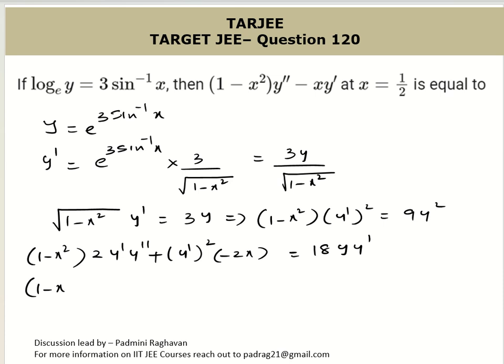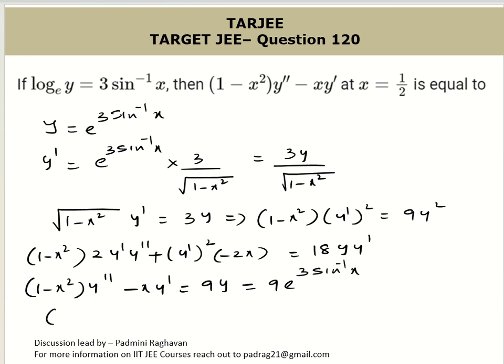So I get 1 minus x square times y double dash minus x times y dashed is equal to 9y. But you can see we want the value of 1 minus x square times y double dash minus xy dash at x equal to half. But that expression is equal to 9y. That means we need the value of 9y when x equal to half. Let us replace this y as e power 3 sin inverse of x. So this is nothing but 9 into e to the power of 3 sin inverse of x.